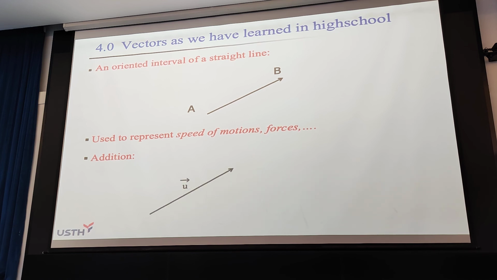If you are given the vector u like that one, and the vector v like that one, you put them together. The beginning point of this vector is put at the ending point of the first vector, then you get the sum u plus v, which is named the triangular rule, nguyên lý tam giác.